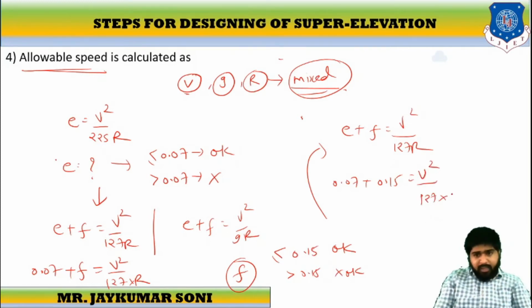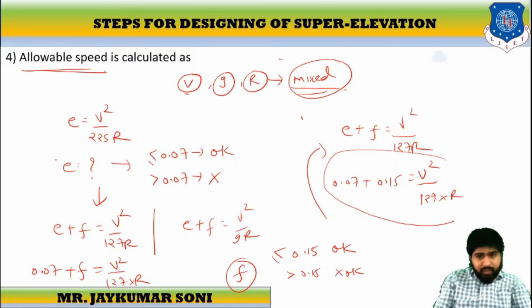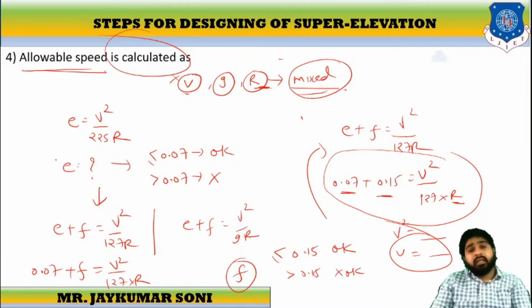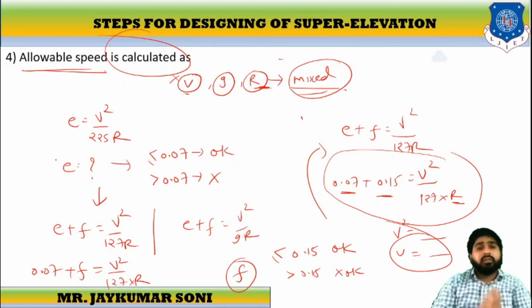And 127 and R we have been given. By putting these values, we have the value of R, we have the value of E, F. We will not consider the value of V over here. We will calculate V square, and then we will calculate V. That is called as the allowable speed. And this is how the designing of super elevation at this stage can be understood. So these are the steps of designing of super elevation.